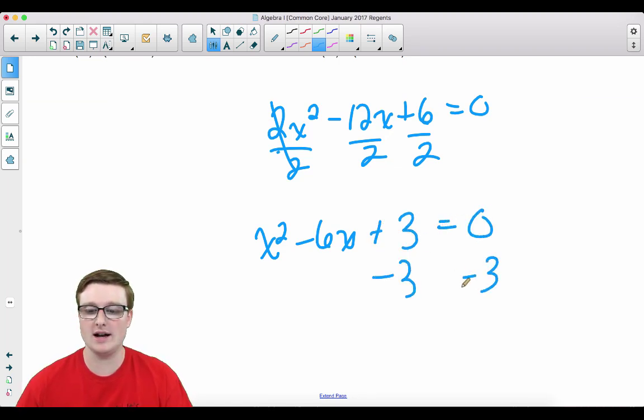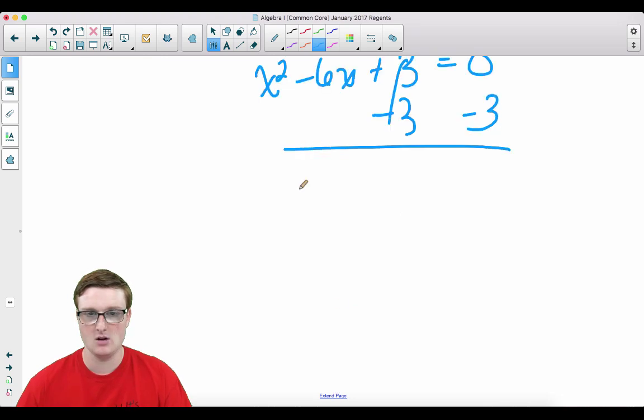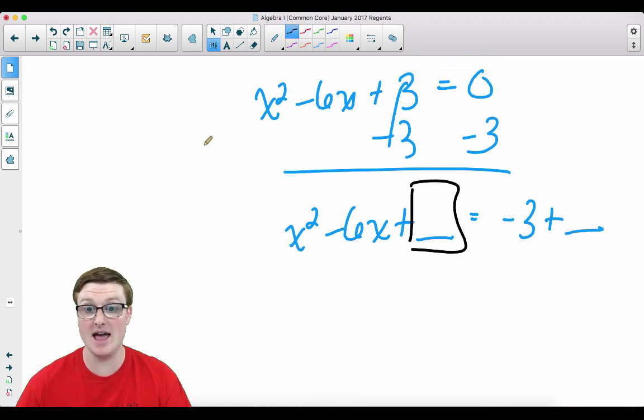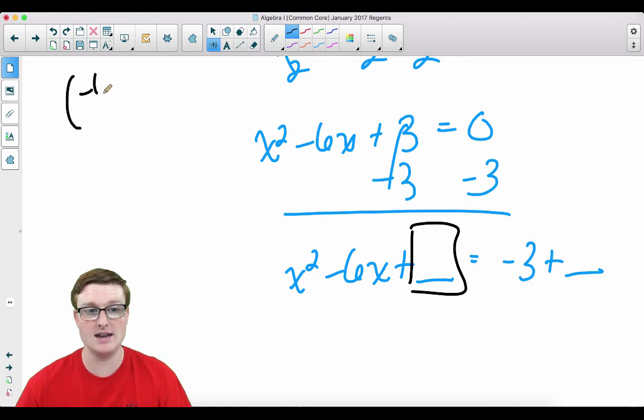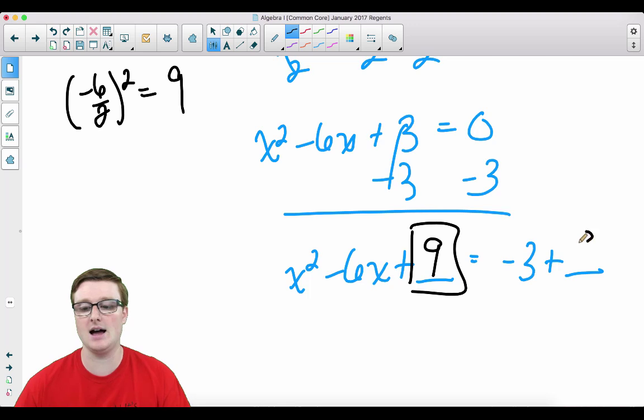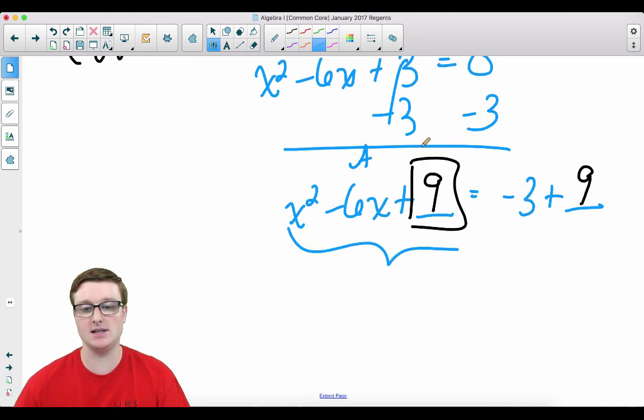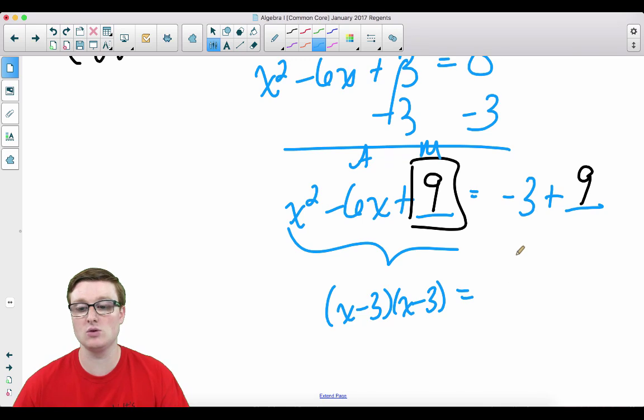We're now going to subtract the 3 on both sides. We get x squared minus 6x plus something equals negative 3 plus something. In order to fill in this blank, we need to take half of the middle term and square it. So we take negative 6 divided by 2 and we square it. That will give us a value of 9, on both sides. Now we factor this. What adds to negative 6 and multiplies to give you positive 9? That is just going to be x minus 3. So x minus 3, squared, is equal to 9 minus 3, which is 6.